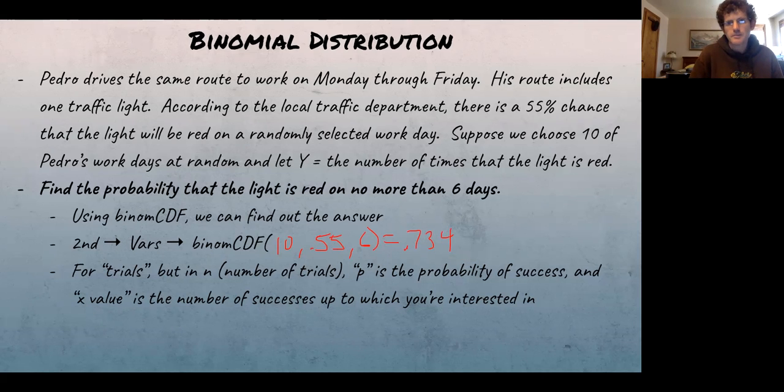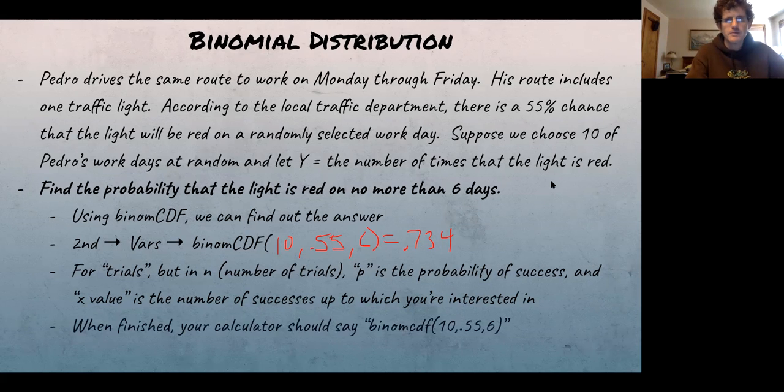So there's essentially a 73% probability that out of 10 days, we're not going to see a red light more than 6 of those days. That's the glass half full side. The glass half empty says there's a 27% chance we're going to see red 7 or more days. So there we go.